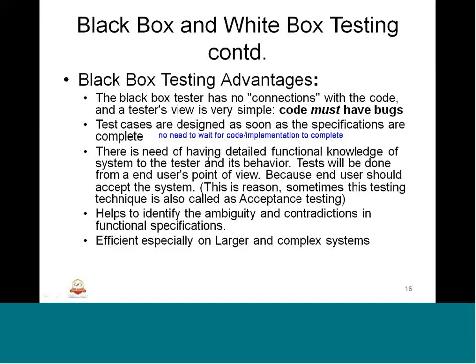There is a need for detailed functional knowledge of the system and its behavior for the tester. Definitely this is one of the important things that I spoke about last time. The tester should have sound knowledge equal to the development team. That means tests will be done from the end user perspective. So he needs to have the end user point of view, and he should have sound knowledge of the system under test. This is because the end user should accept the system. Basically, without the knowledge, we cannot test it. So to understand a system, the best way is to do a black box test.